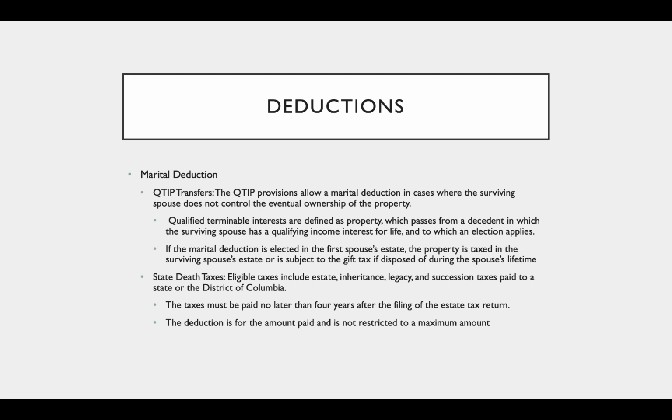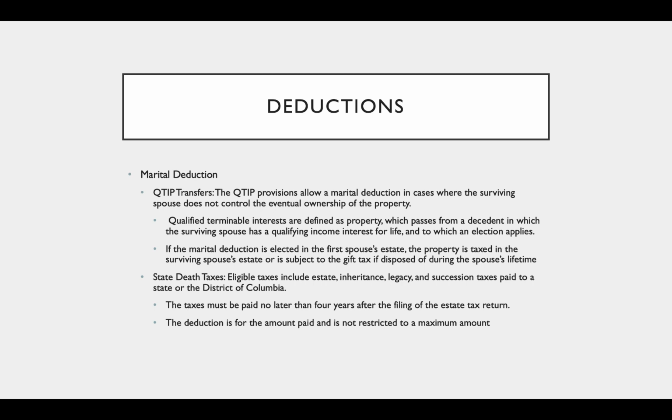Q-tip transfers also allow a marital deduction in cases where the surviving spouse does not control the eventual ownership of the property. So qualified terminable interests are defined as property which passes from a decedent in which the surviving spouse has a qualifying income interest for life into which an election applies, and if the marital deduction is elected on the first spouse's estate, the property is taxed in the surviving spouse's estate or is subject to the gift tax if disposed of during the spouse's lifetime. We're trying to make sure these assets are taxed somewhere in someone's estate.